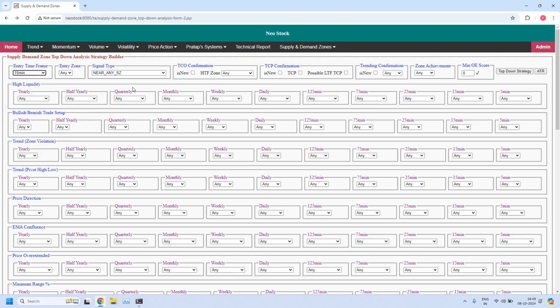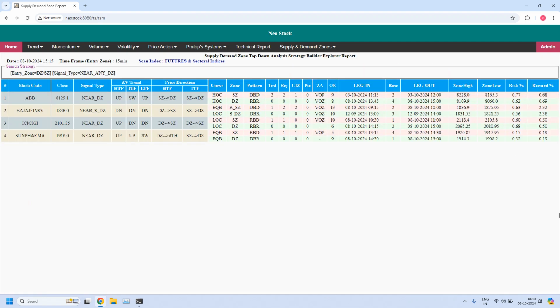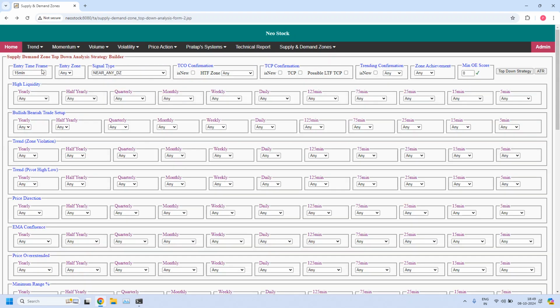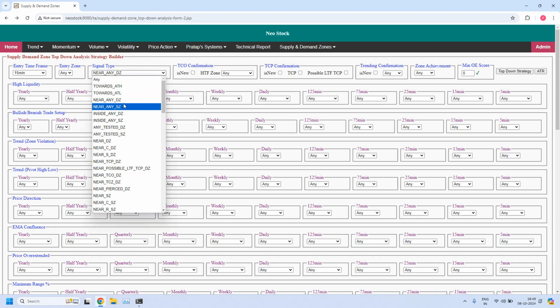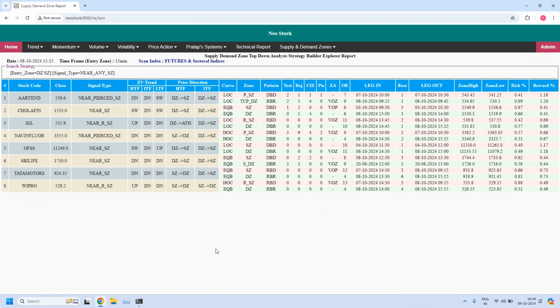Next time frame is 15 minutes. So let us find the stocks near 15 minutes demand zone. 4 stocks are filtered. Next, for 15 minutes time frame, let us find the stocks near 15 minutes supply zone. 8 stocks are filtered.